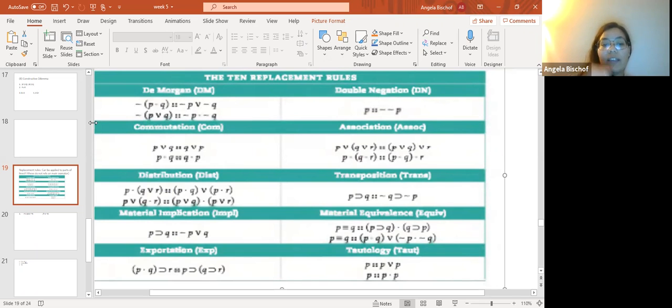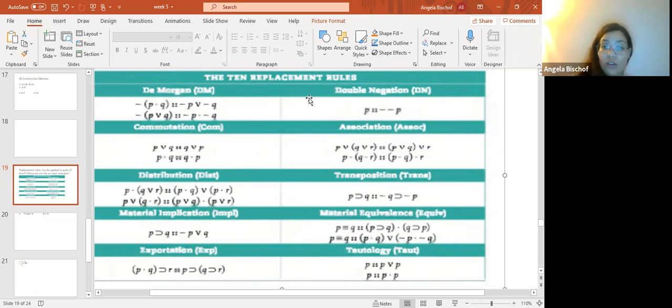And De Morgan also works the other way, where you have a negated disjunction that can turn into a conjunction where both conjuncts are negations. So when we're doing De Morgan, we are distributing that negation, but we're switching our conjunction to disjunction or our disjunction to conjunction.